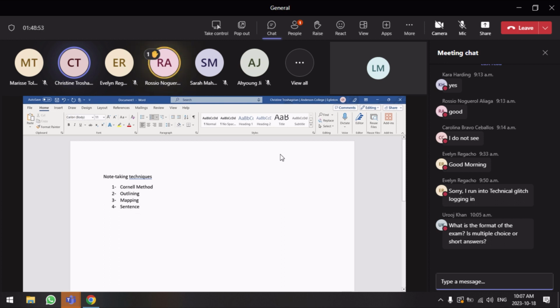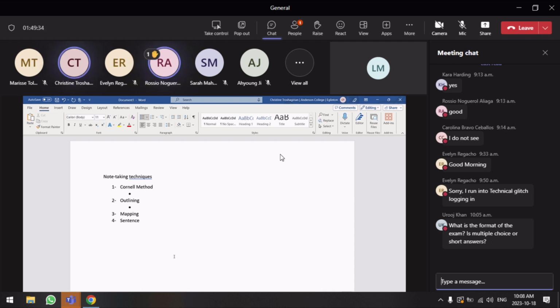Now, for each and every method, you might put a bullet. What is the Cornell method, for instance? You come to the second one and put another bullet. What is outlining? So right now, you're not writing sentences. However, you have the main topic and you have the headings. The heading is the Cornell method. What is the subheading in there, or what information does the Cornell method cover? You're simply preparing bullets and headings in order to understand that particular topic.